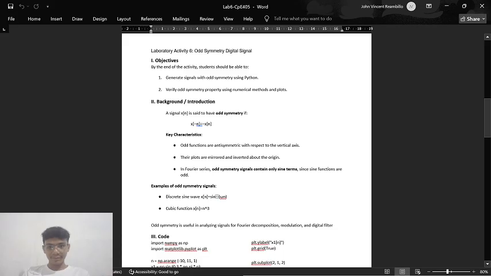Odd symmetry in Fourier series: signals with odd symmetry contain only sine terms, since sine functions are also odd. This property is useful in analyzing signals for Fourier decomposition, modulation, and filter design.